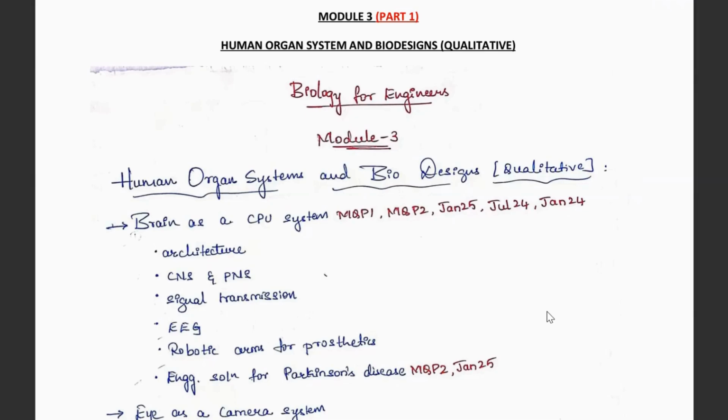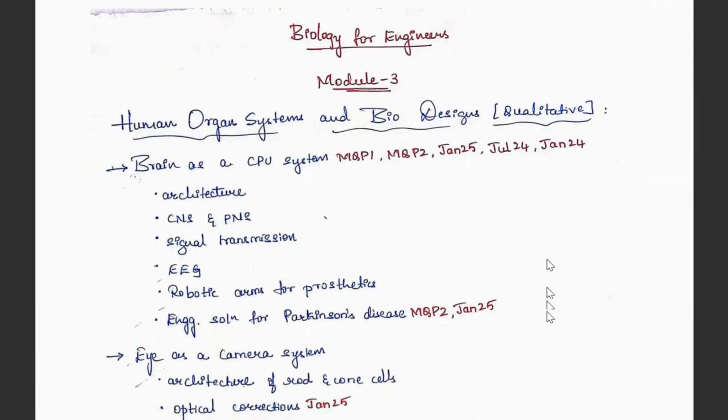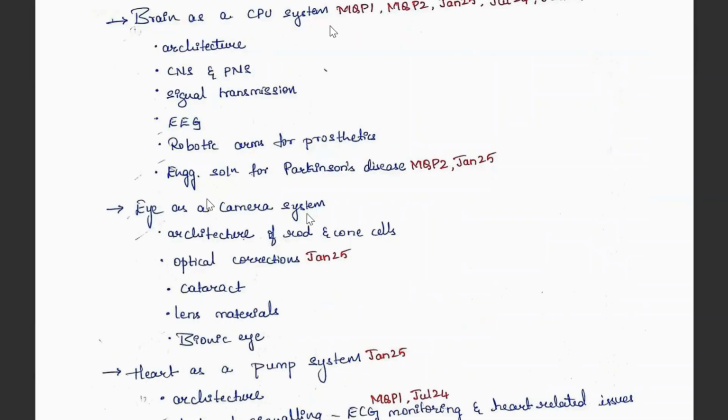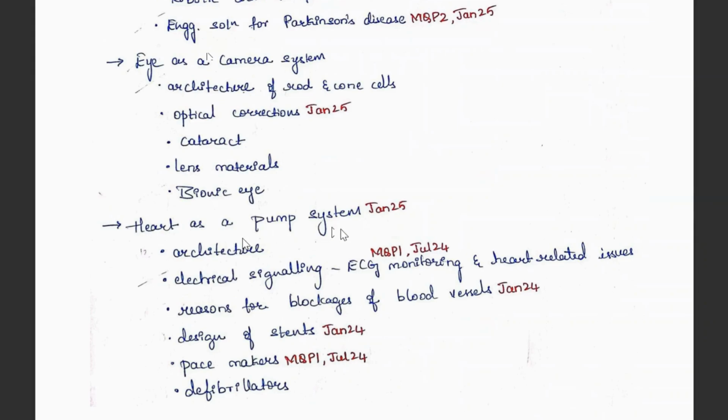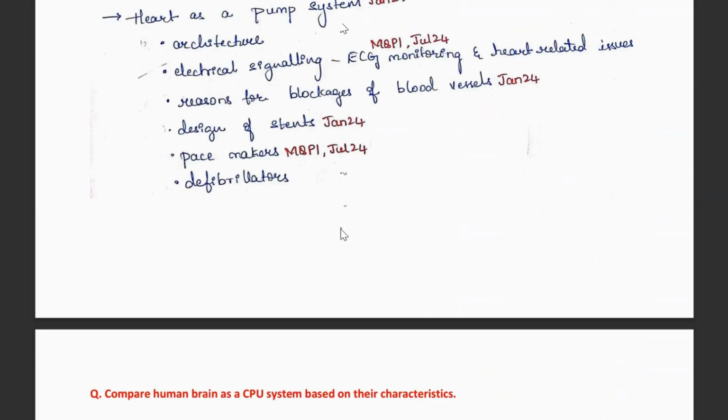Please refer to that. In this module, which is part 1, you will be learning about the brain as a CPU system, the eye as a camera system, and the heart as a pump system. These are the main topics that we will be covering in this session.